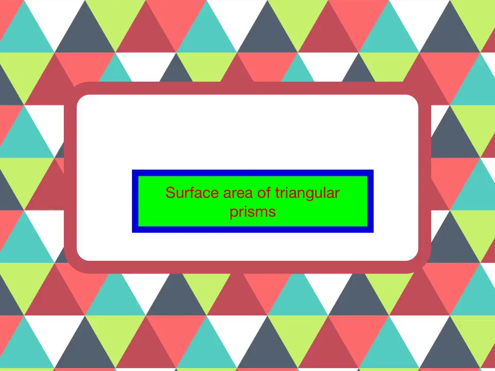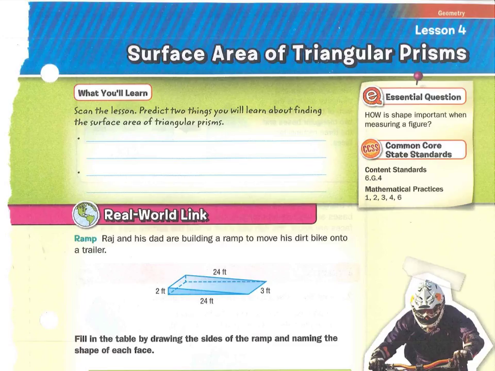Today you're going to learn how to find the surface area of triangular prisms. You've already found the surface area of rectangular prisms. Today we're going to do triangle prisms.